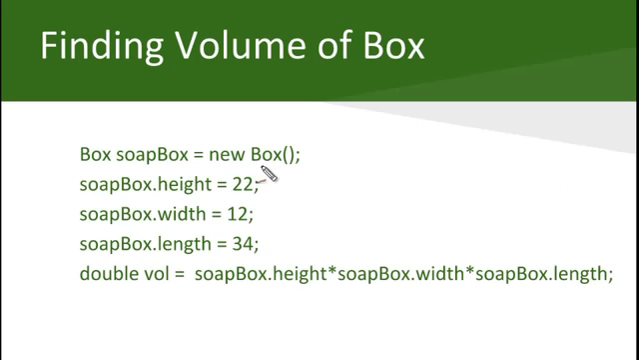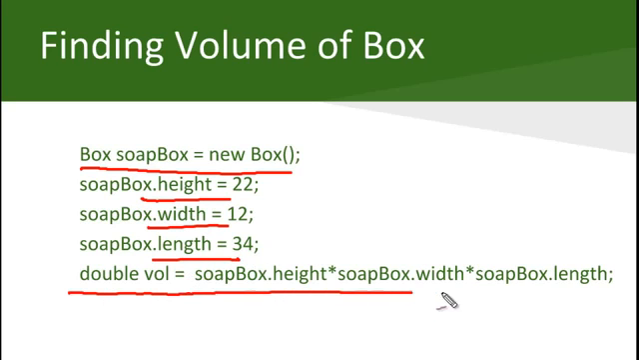Let's have a quick look at an example where we find the volume of the box. Here we created an object and soapbox is referring to that object. Now we specify the height, width and length of the soapbox. And once we define the height, width and length, we multiply those three and find out the volume. Just remember that each instance variable is accessed using the dot operator.